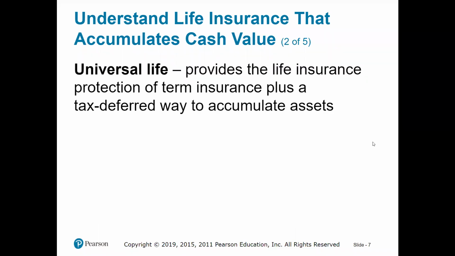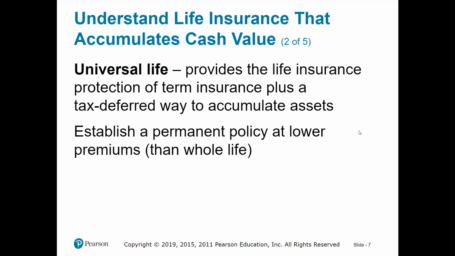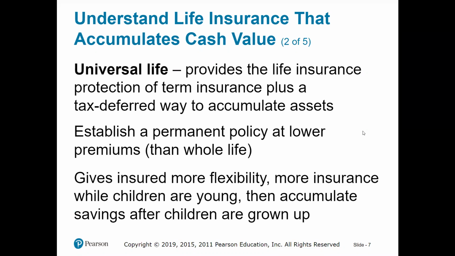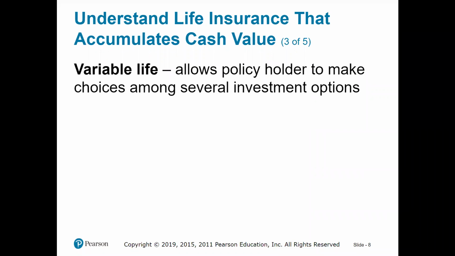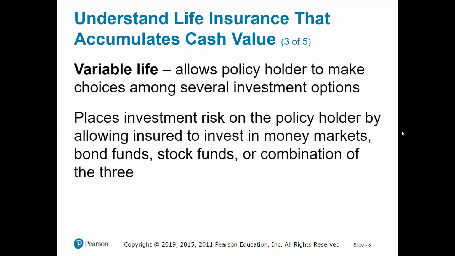Universal life provides the life insurance protection of term insurance plus a tax-deferred way to accumulate assets. Establish a permanent policy with lower premiums than whole life. It gives the insured more flexibility: more insurance while children are young, then accumulate savings after the children are grown up. Variable life allows the policyholder to make choices among several investment options. It places investment risk on the policyholder by allowing the insured to invest in money markets, bond funds, stock funds, or a combination of the three.